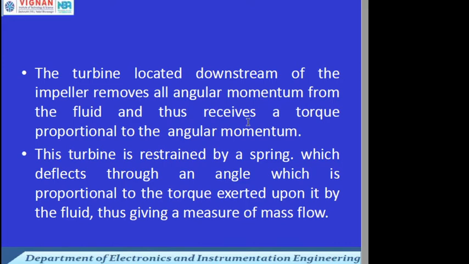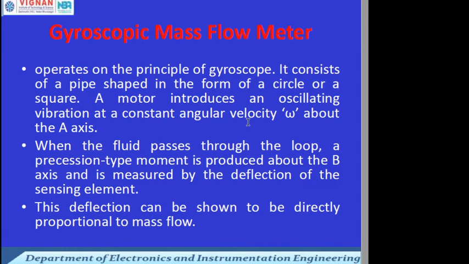Internally, that mass flow will give that torque variation. Okay, that is the impeller type. The next important type of mass flow meter is the gyroscopic mass flow meter, which operates on the principle of a gyroscope. This gyroscope consists of a pipe shaped in the form of a circle or a square.